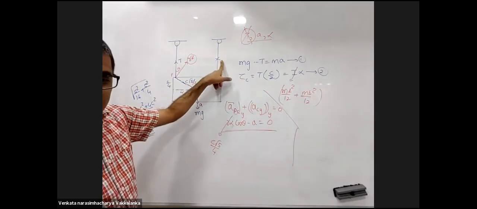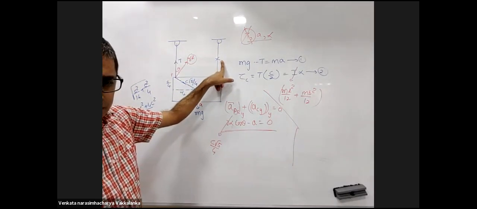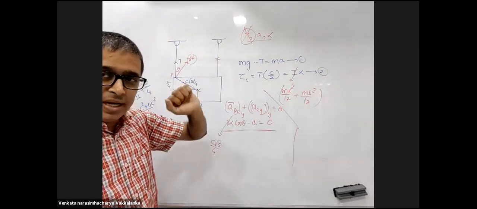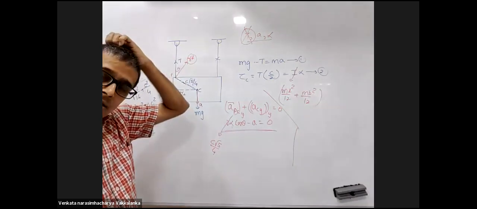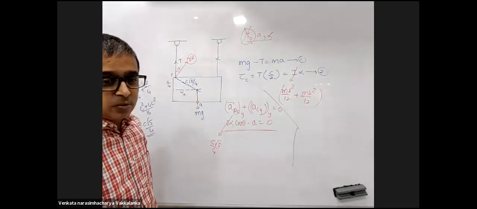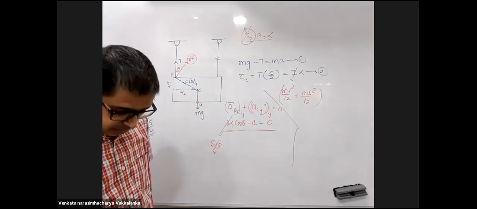Before cutting the string, like in the previous example, you will take 2t equal to mg. The moment you cut the string, that was a spring, sorry. Since it's a spring, the tension will remain constant. Yes, sir. Thank you.